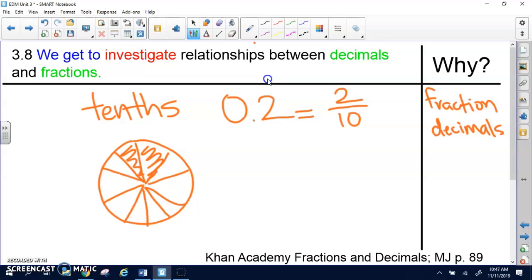Please understand, you're also going to be comparing whole numbers with decimals. Which is greater, 12.3 or 12.2? 12.3, because it's 12 wholes and 3 tenths as opposed to 12 wholes and 2 tenths.